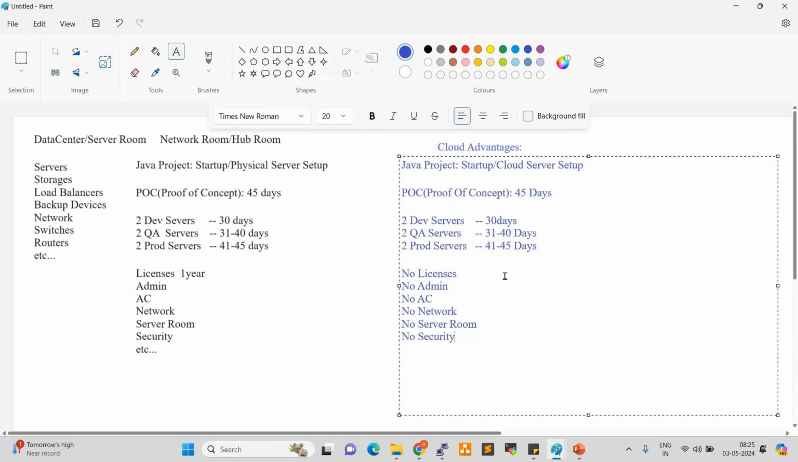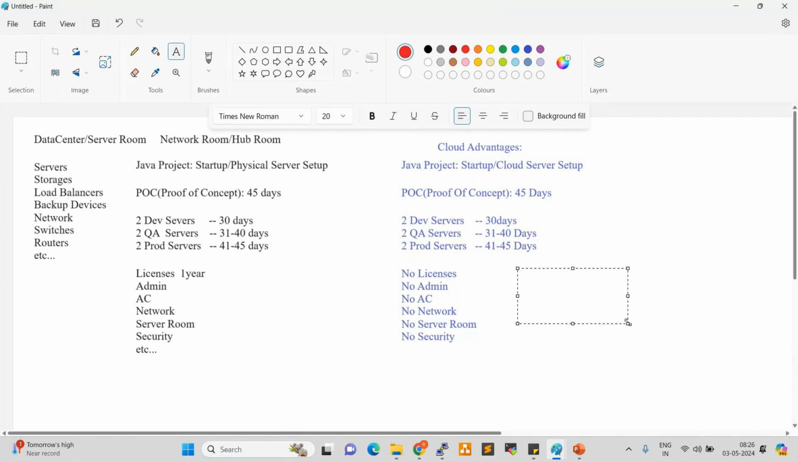It is fine. If the client rejects this POC, what will happen? This is also a waste of money. For example, I'm giving an example: in a cloud setup, $100 will be wasted, whereas in a physical environment, $500 will be wasted. If the POC is a success, it is fine. If it is not approved by the client, in a physical environment $500 will be wasted, and in a cloud environment $100 will be wasted.